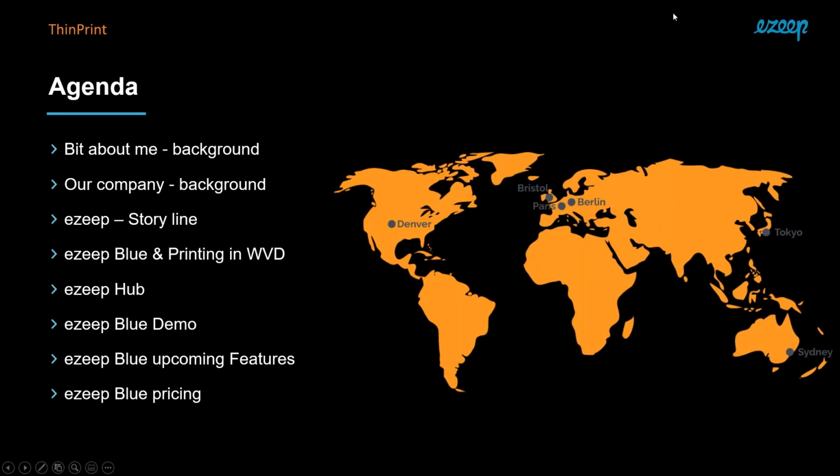So a little bit about the agenda. I'm just going to quickly go through it if I can. A little bit about myself, a bit of background, and a bit about our company, ThinPrint. We'll cover off the Ezeep storyline also, and then we'll focus on the architecture and what is involved to print in WVD, and a couple of the challenges with Windows Virtual Desktop and how we can alleviate those with Ezeep Blue. Then I'll cover off the Ezeep Hub for serverless offices printing. We'll have a quick demo, and then we'll end with some upcoming features and a little bit of pricing.